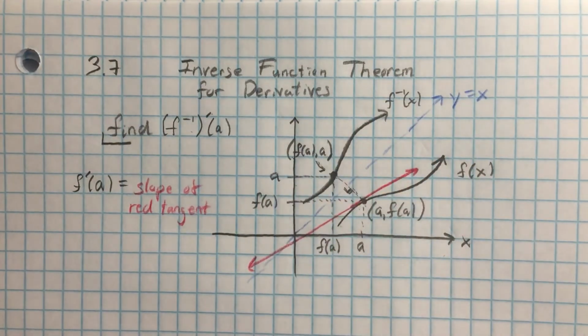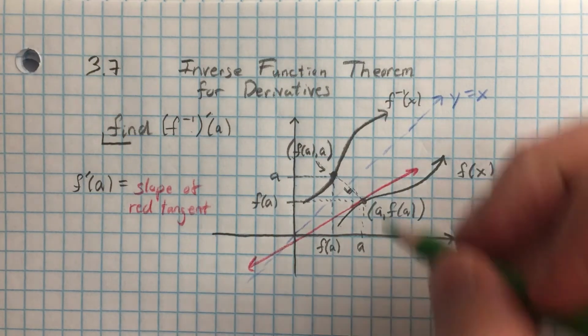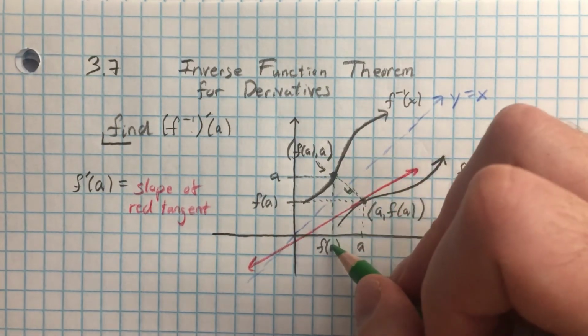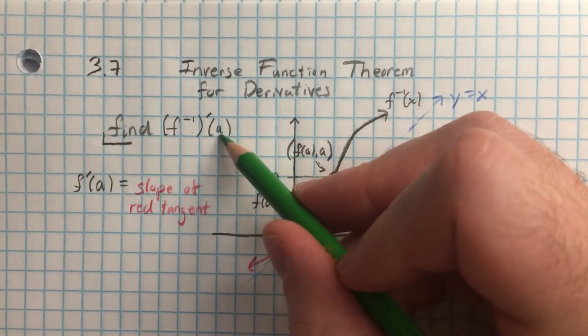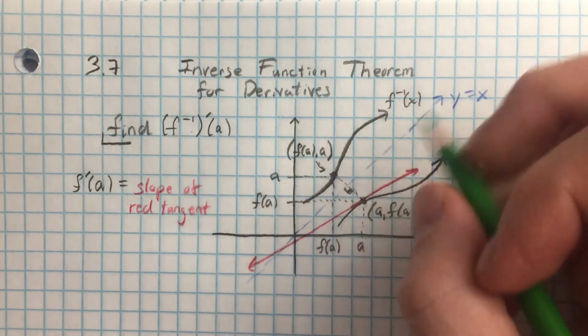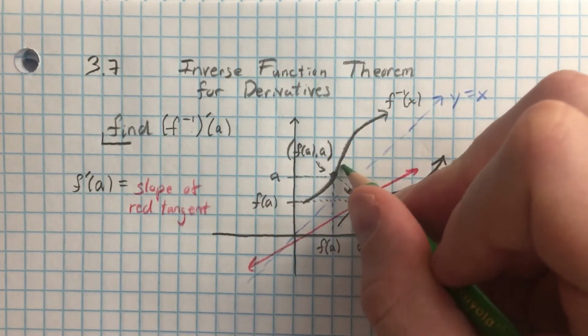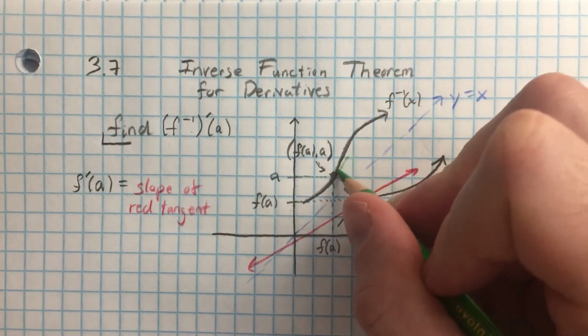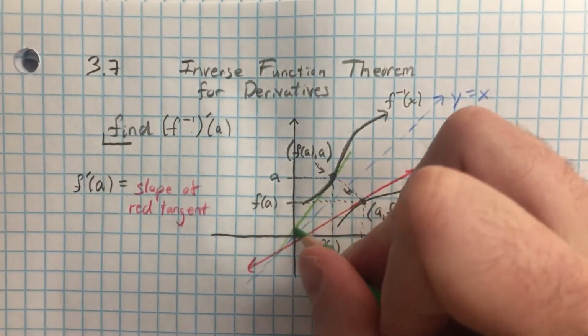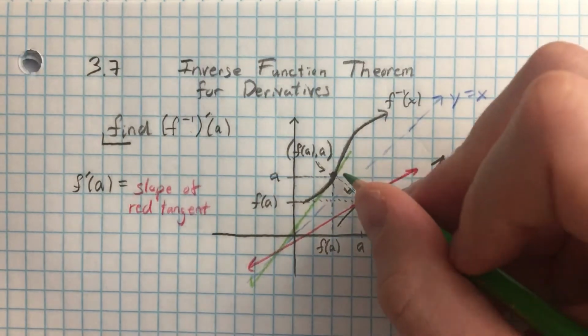So I can construct a tangent to f inverse at f of a. Be careful, that's not what we're doing right here. We'll get to this in a second. But I can construct a tangent line here, something like that.